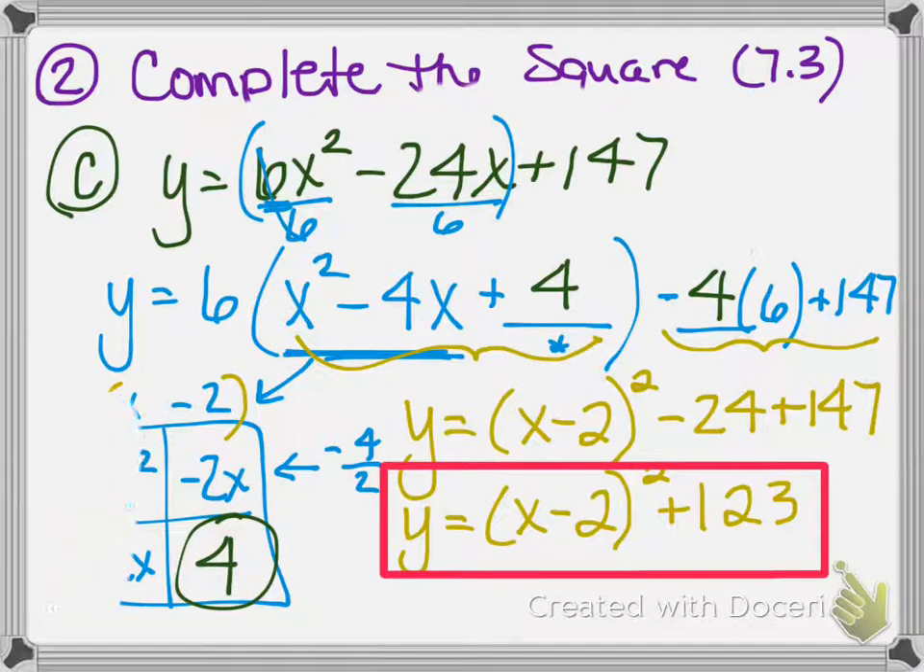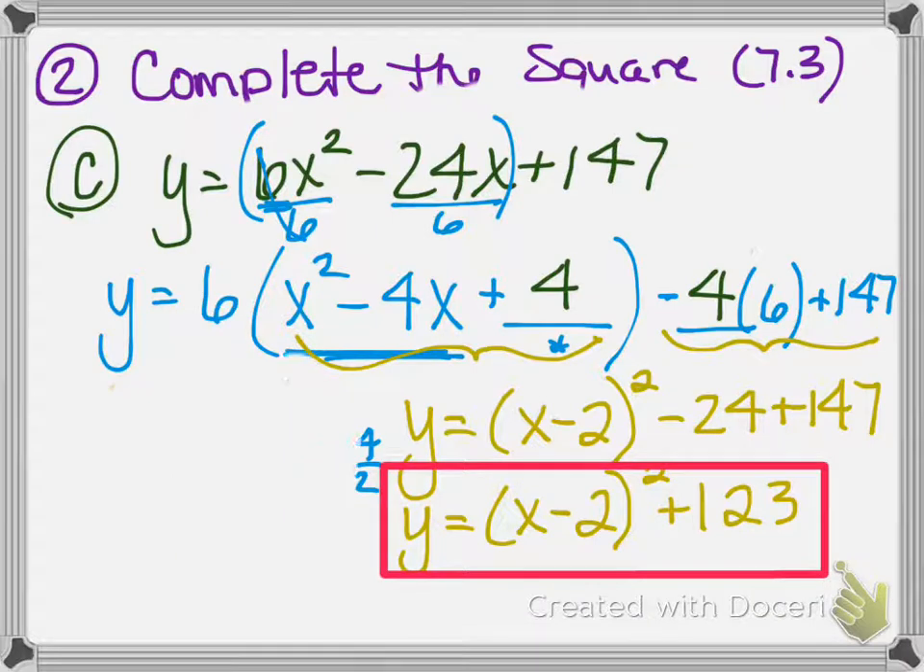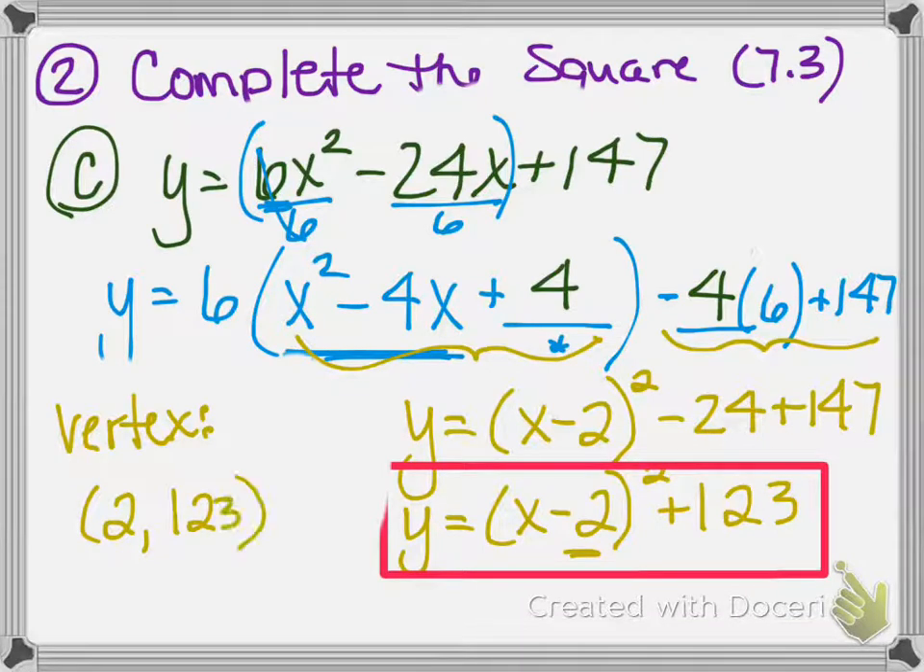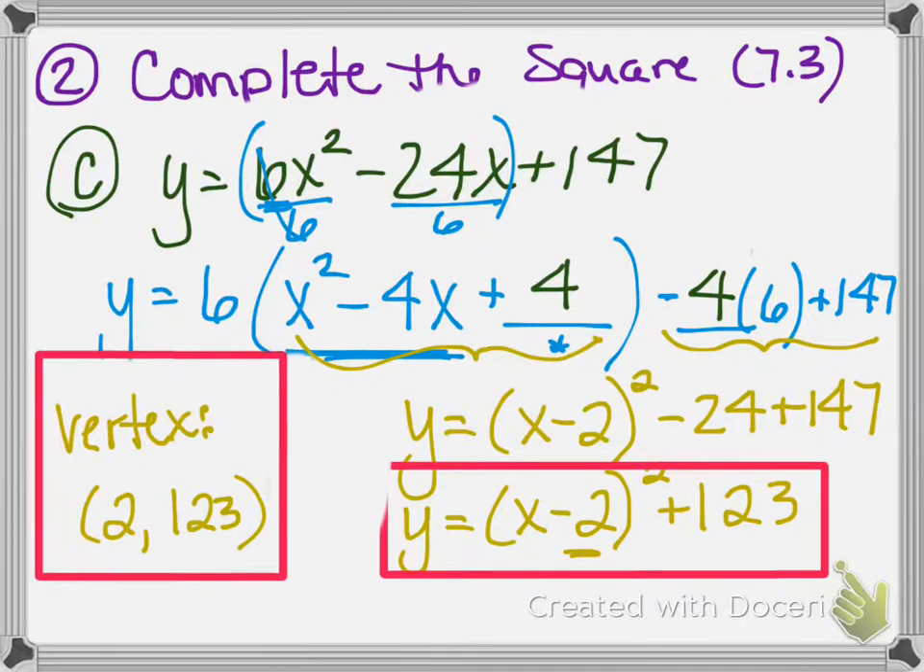I'm just going to erase this little square over here for a minute so that I can write the vertex somewhere legible. So then the vertex, okay, opposite of -2, so positive 2, and exactly what I see, so positive 123. And there's the other part of the answer, vertex form as an equation, and then identifying the vertex. Okay, on to D.